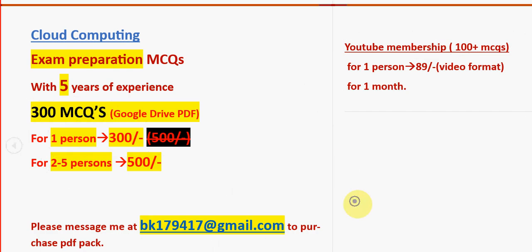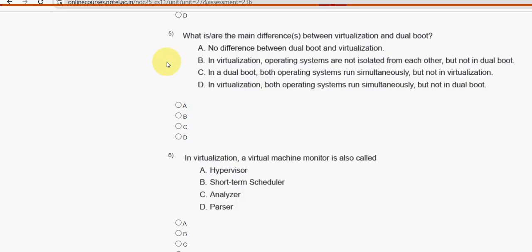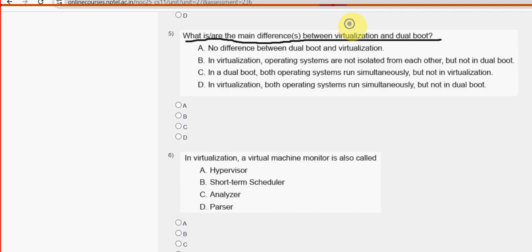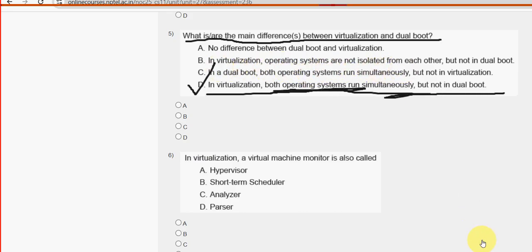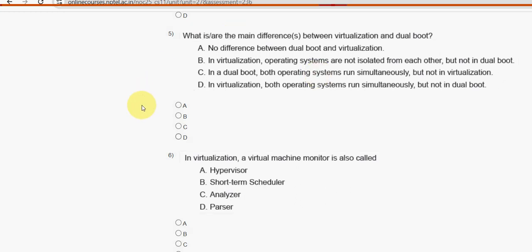So that's it, guys. Now let's get back to the solutions. Fifth one, what is the main difference or differences between virtualization and dual boot? So option D, in virtualization, both operating systems run simultaneously, but not in dual boot. So mark option D.